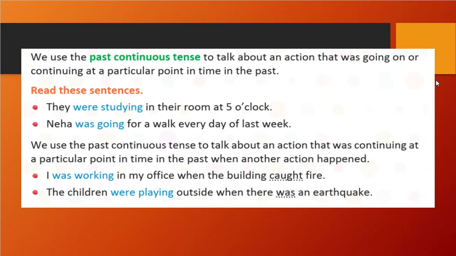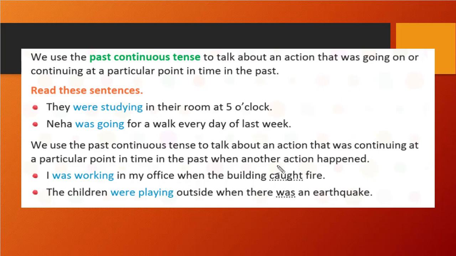So what happened? In a past moment, the building caught fire, right? That action already happened. And at that time, what were you doing? I was working, right? So the working condition was continuous. It was happening, and the fire catching already happened, right? So when another action happened, here the building caught fire. That action happened, right? Are you getting it?